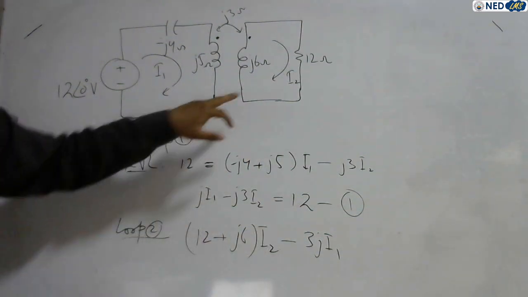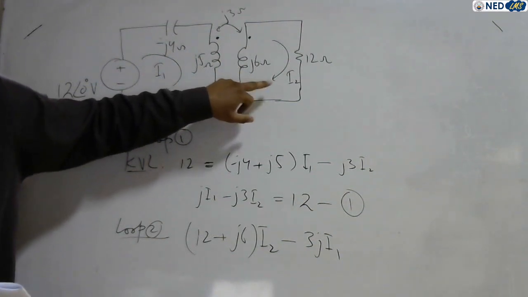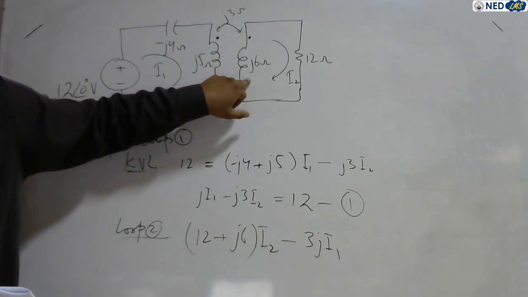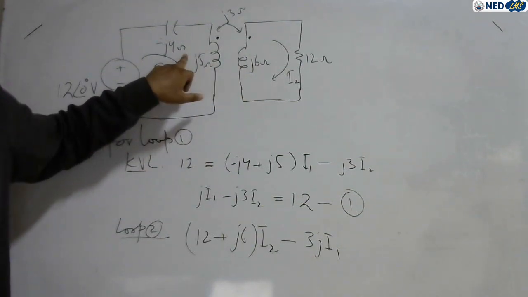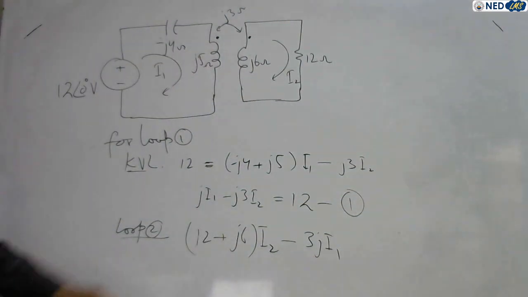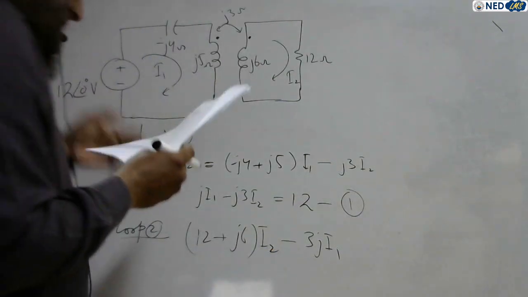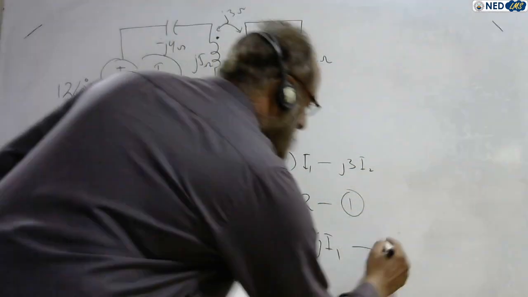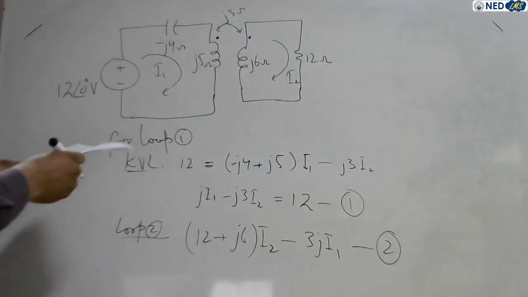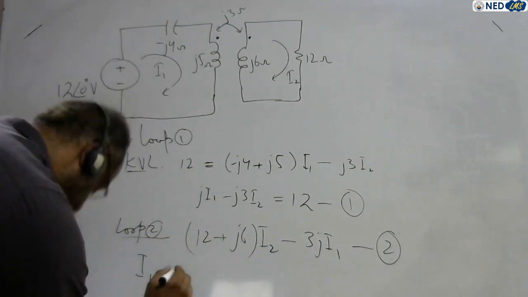Why minus? Because the current enters the undotted terminal. See the entrance of the current. In this loop, the current enters the undotted terminal of the J6 ohm inductor, while the current enters the dotted terminal of the J5 ohm inductor. So the mutual becomes negative, minus J3. Just rearrange the equation. Now you have two equations; this one is equation 2. So you will get the phasor current I1.